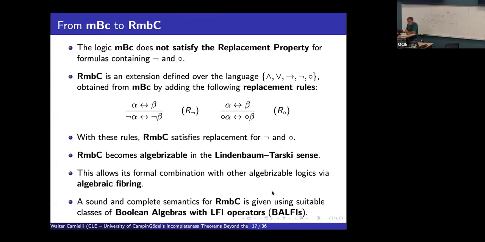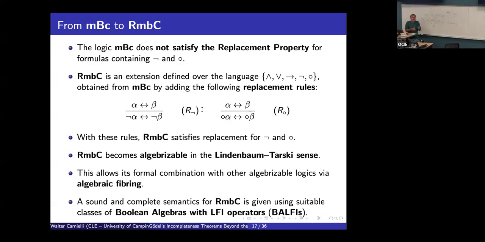Now, the logic MBC is complicated because it does not satisfy the replacement theorem. What does it mean? If alpha and beta are equivalent, their negations are not equivalent. And if alpha and beta are equivalent, their consistency statements are not equivalent. The relative consistency statements are not obtained. So this makes this logic complicated because then it is not algebraizable. Then we discovered an extension named RMBC when I add these two rules here.